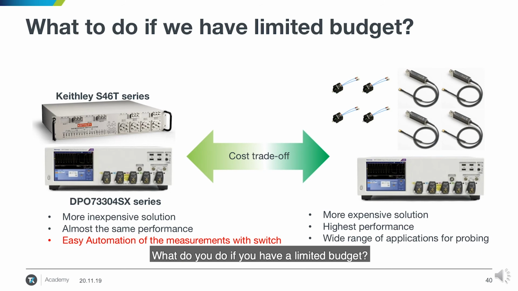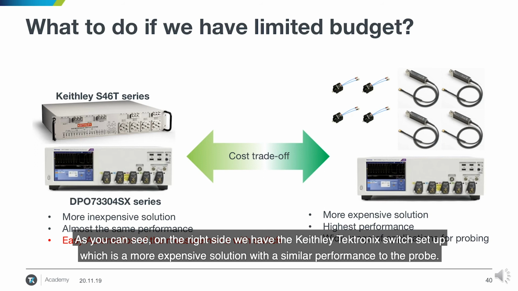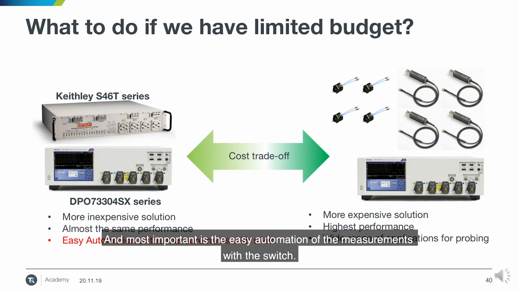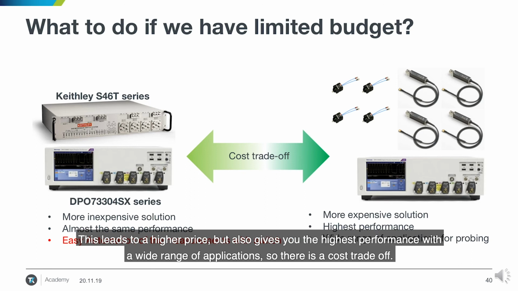So what to do if we have a limited budget? As you can see on the left side, we introduced the Keithley Tektronix switch setup, which is a more inexpensive solution, with almost the same performance as the probe and, most importantly, easy automation of the measurements with the switch. On the right side, you see that if you want to do your CTS measurement, you need 4 probes and 4 adapters. This leads to a higher price, but also gives you the highest performance with a wide range of applications. So there is a cost trade-off.